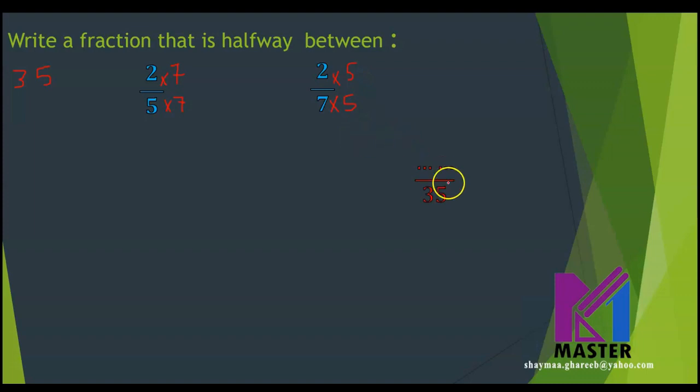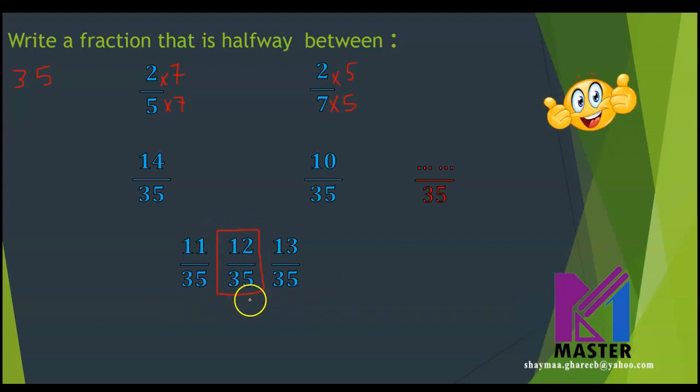Then the two new fractions will be over 35. So the first one will be 14 over 35, and the second one will be 10 over 35. So now I have 10 and 14. What are the numbers between 10 and 14? So we have 11 over 35, 12 over 35, and 13 over 35. Which one of them is exactly in the middle? Of course, this one here, which is 12 over 35.